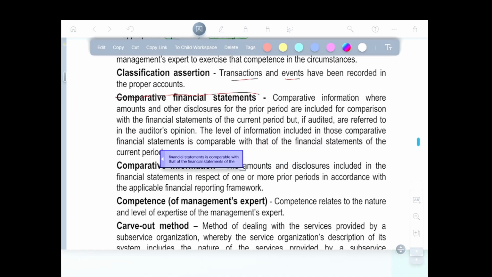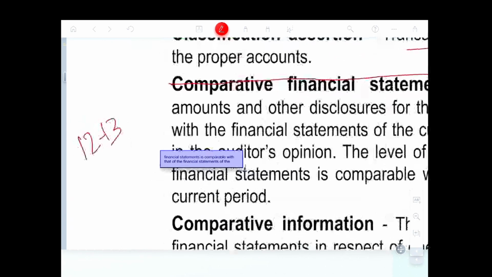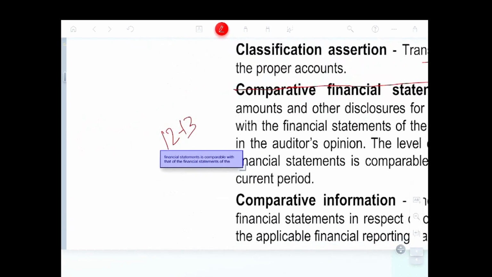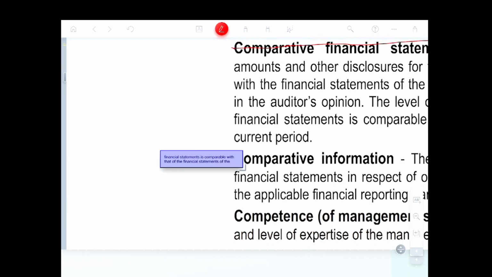So what is that saying? It's saying that financial year 12-13 should be compared with 11-12. Financial year 24-25, you are going to do the audit, then the previous year 23-24 should be there. All the things should be consistent.